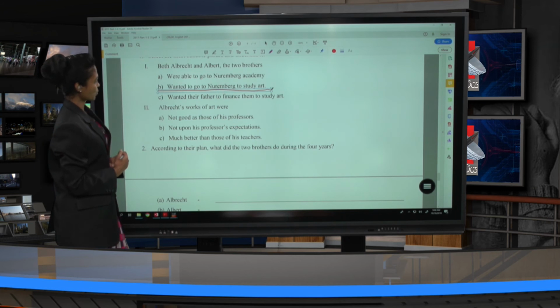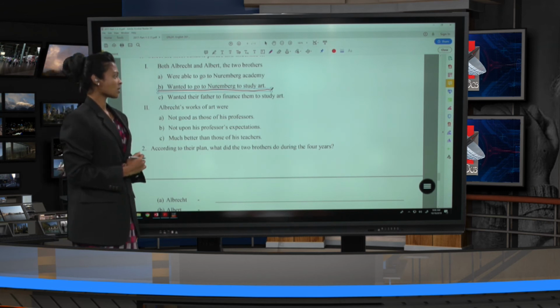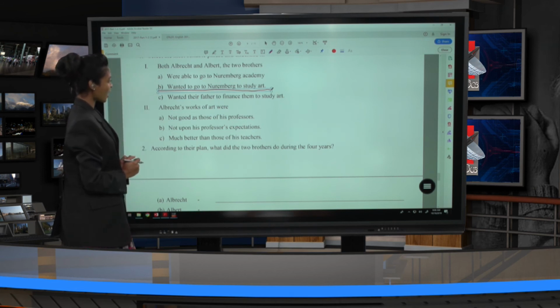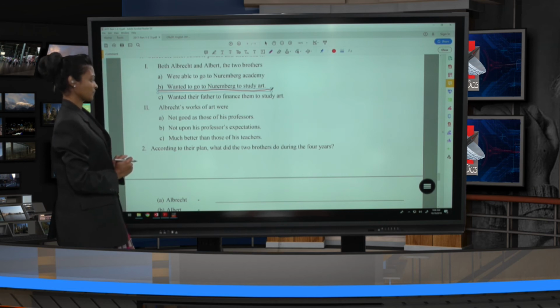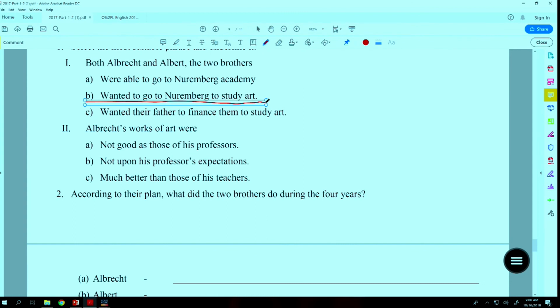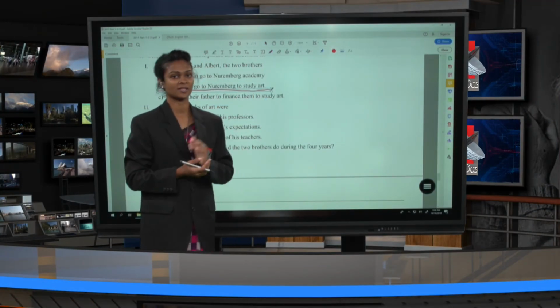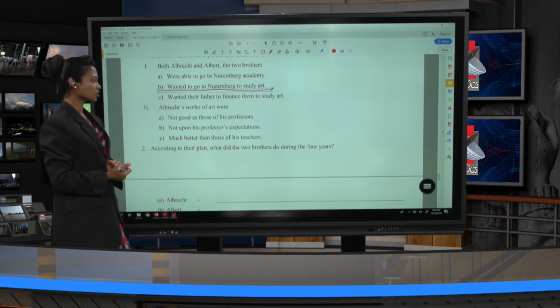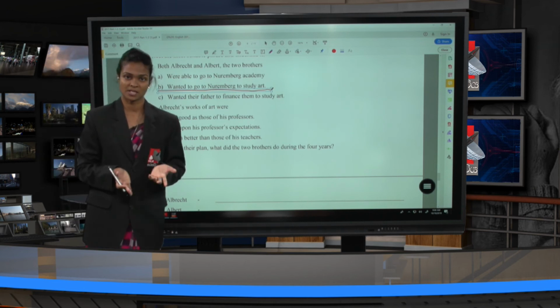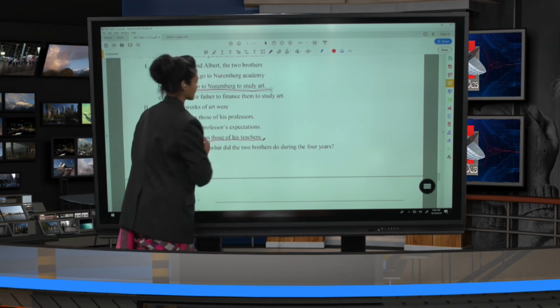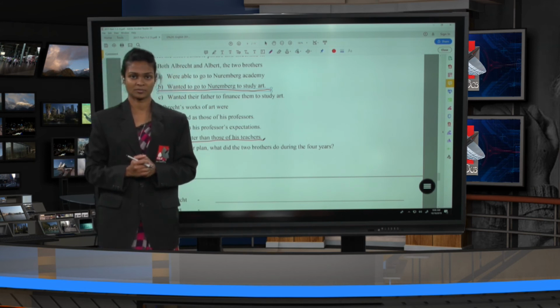Right? Then in second one, Albrecht's works of art were. Albrecht's works of art were. What is the answer? Not good as those of his professors. Oh, not upon his professors' expectations. ඒ කියන්නේ professorsලා බලාපොරොත්තු වුණ තරම්වත් නැද්ද? එහෙම නැත්නම් ඊට වඩා හොඳයිද? Yes. Then C. Much better than those of his teachers. Teachers ලාට වඩා ඉදිරියෙන්. Right? Much better than those of his teachers.